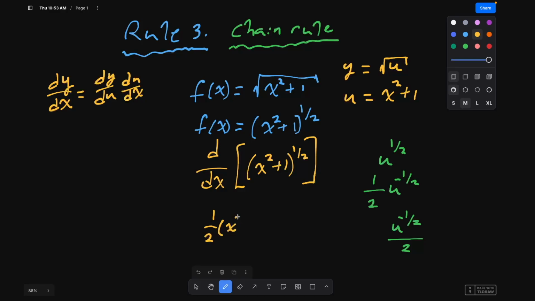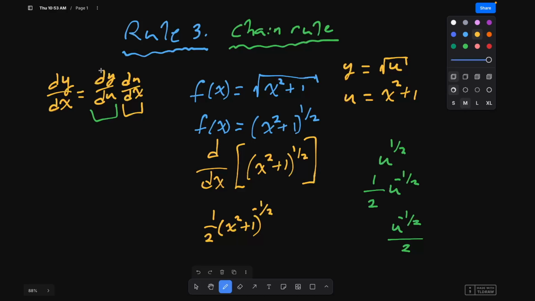So we have x squared plus 1. And now we're still doing the power rule, so we want to subtract 1 from the exponent. So we get negative 1/2. That is this dy du. But we're not done. We still have the du dx. The du dx is the derivative of this inside bit that we've been calling u. It is du dx, the derivative with respect to x.